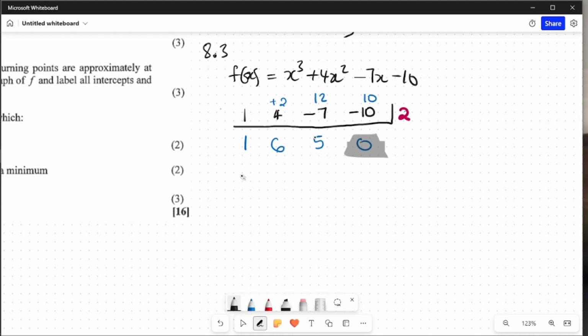And then trying to factorize here, we have now f of x is equal to, remember our 2 is a root, meaning 2 is a factor, so this becomes x minus 2.